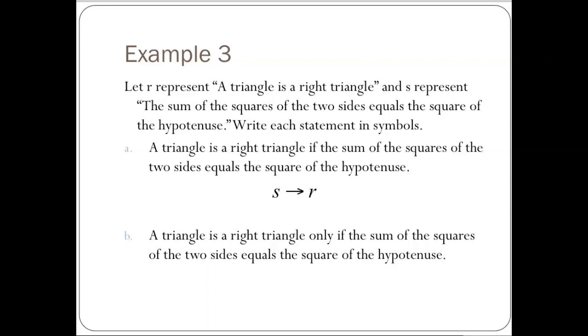So a triangle is a right triangle, that's R, only if the sum of the squares of the two sides equals the square of the hypotenuse, that's S. So in this case, it's R implies S. The only thing that's changed is the word "only". So be really careful with the alternative forms and what they actually mean.